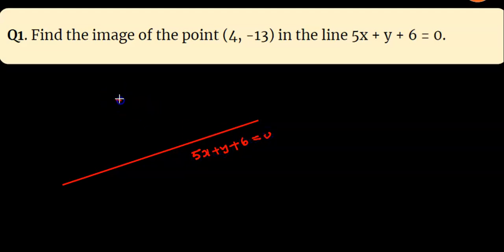And this is the point 4 comma minus 13. When you draw a perpendicular from this point to this line, draw a perpendicular and extend it below the line such that this distance and this distance are equal. Then this point will be the image of the point. How to do the problem?